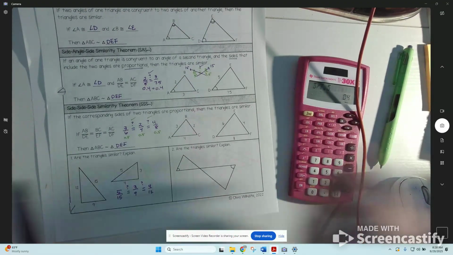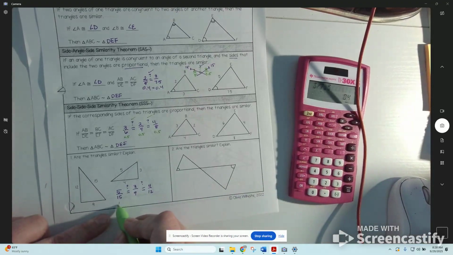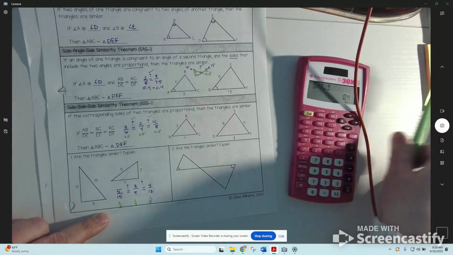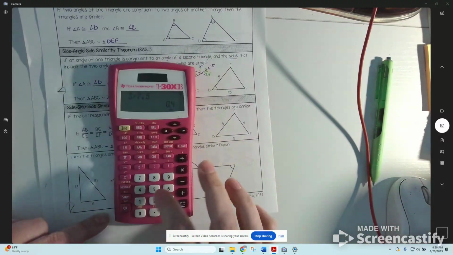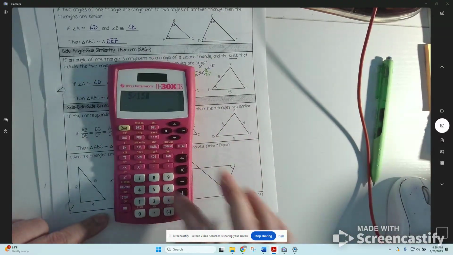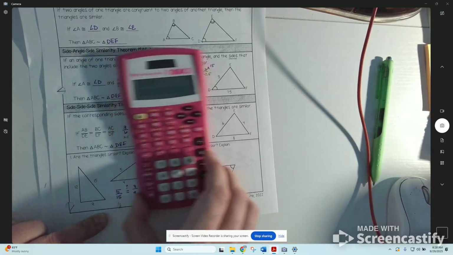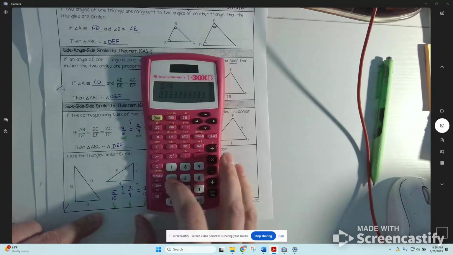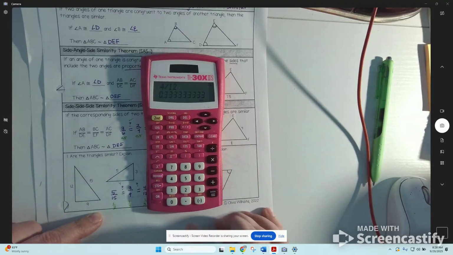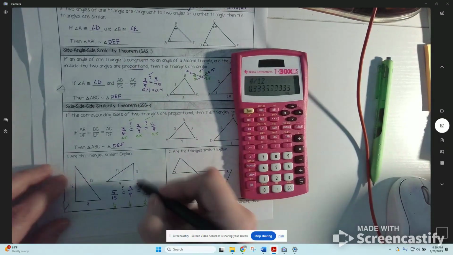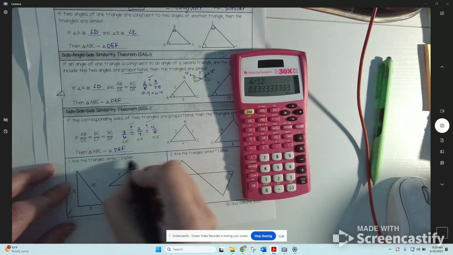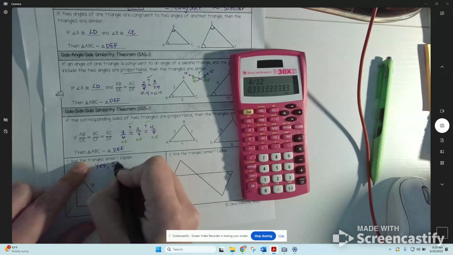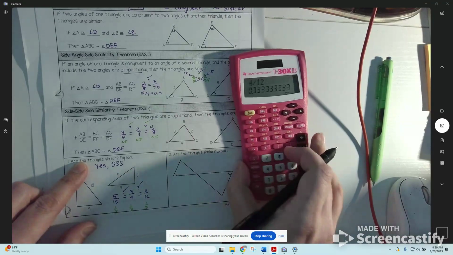So my brain can see that I could simplify all of those to 1/3 if I wanted. But again, if you do the calculator and you do your divide, so 5 divided by 15, and then we have 3 divided by 9, and then we have 4 divided by 12. Those are all 0.3 repeated. So yes, it worked out. So yes, they are similar, and our explanation is going to be side, side, side.